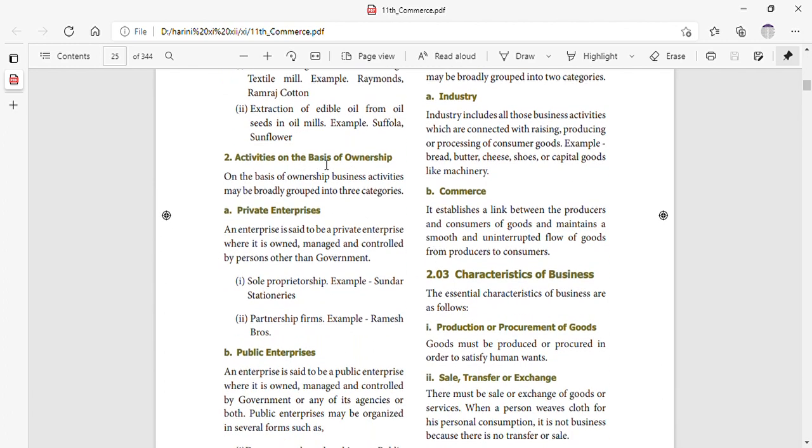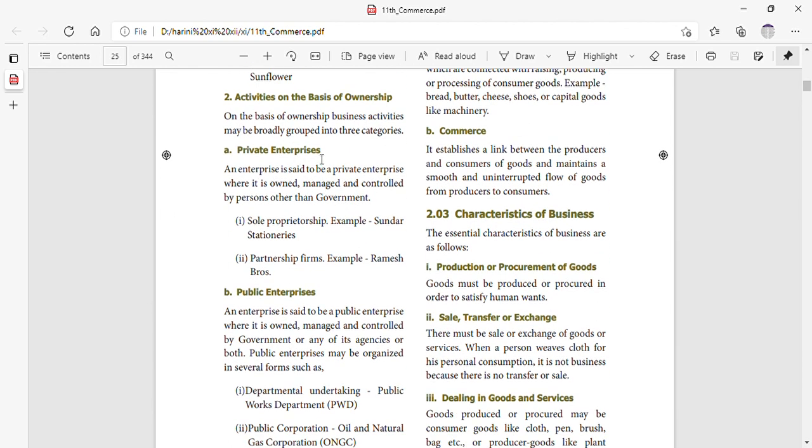Again, classifying it based on ownership. The first one is private enterprises. A private enterprise is owned by a person, so legitimately it will go to the legal heir. So private property, private institution. It is a private enterprise.